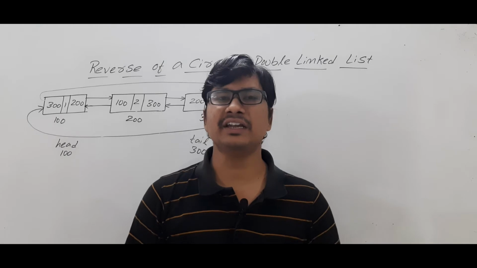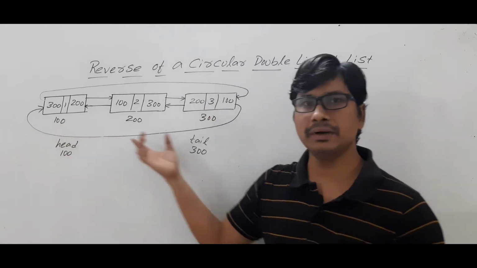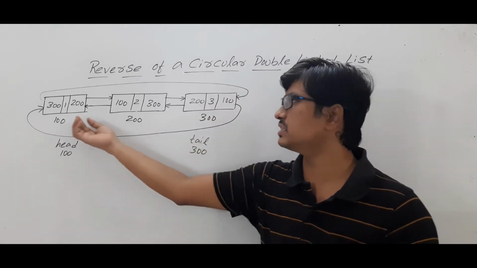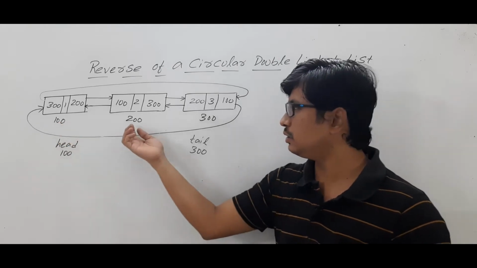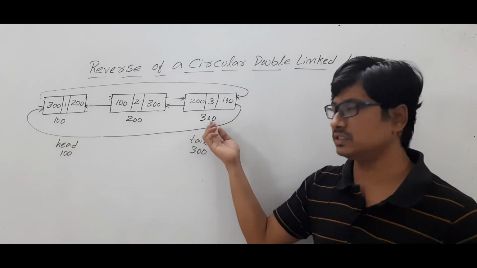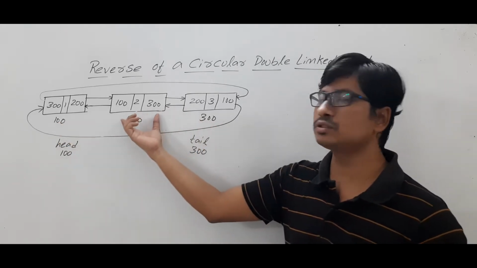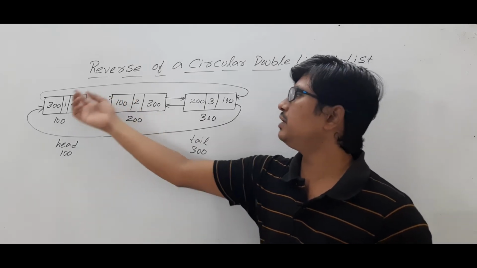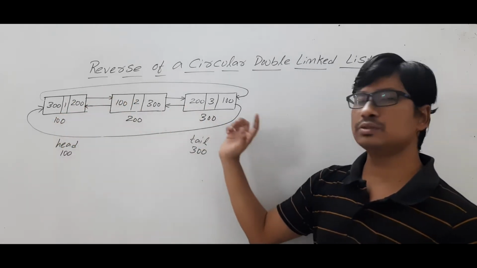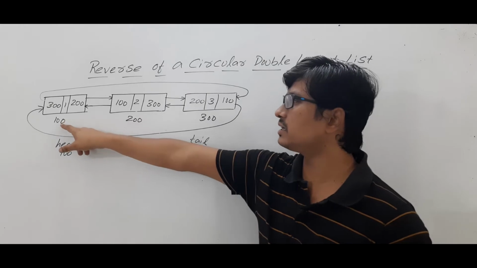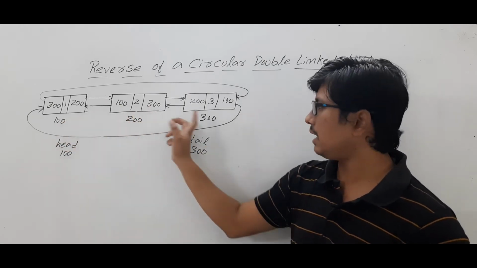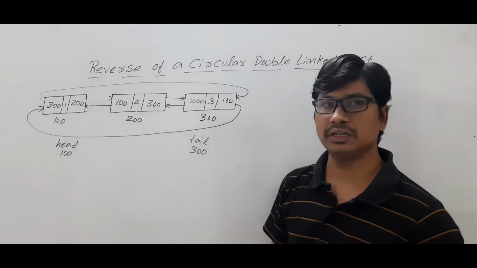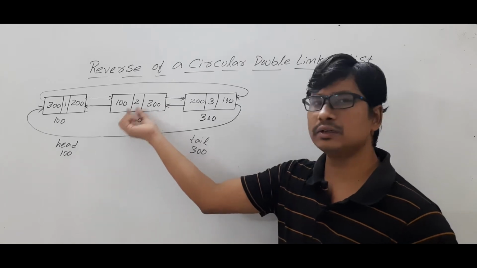For better understanding, I have drawn a circular double linked list having three nodes which are located in 100, 200 and 300 locations respectively. Look at this node. The previous node is this one and the next node is this one. Am I right? So the previous node address is 100, which is stored here. The address of the next node is 300, which is stored here. And you have a data 2.